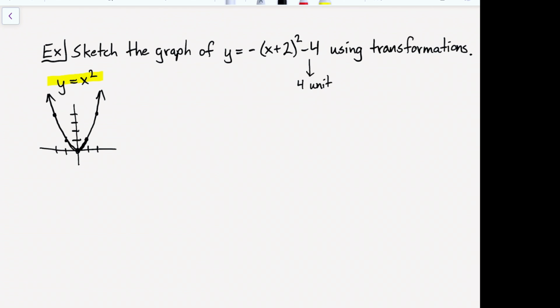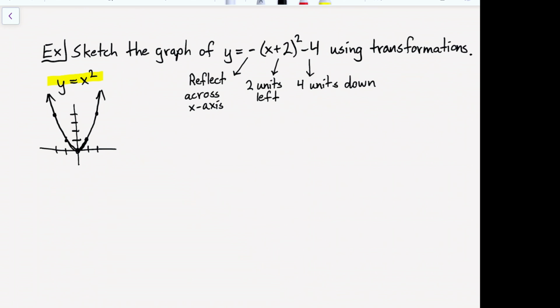So this negative 4 at the end means we'll take the original toolkit function and we'll move it 4 units down. That affects y values. This plus 2 in parentheses affects x values. We'll move all the points 2 units left. And this negative sign on the outside is a reflection, a vertical reflection, across the x-axis. So if I simply keep in mind those 3 transformations, I should be able to sketch the graph of our function without identifying any other points.